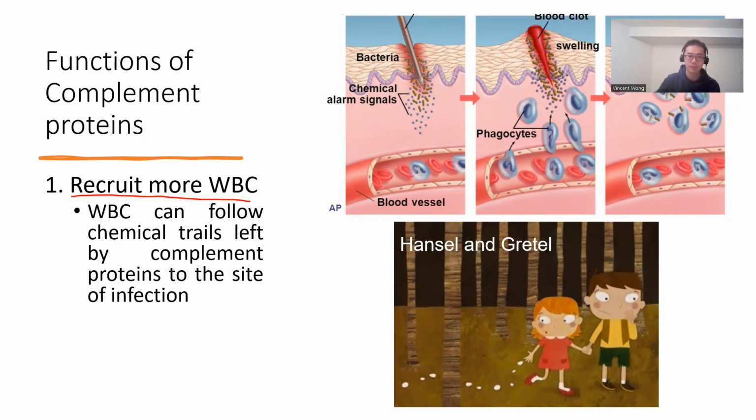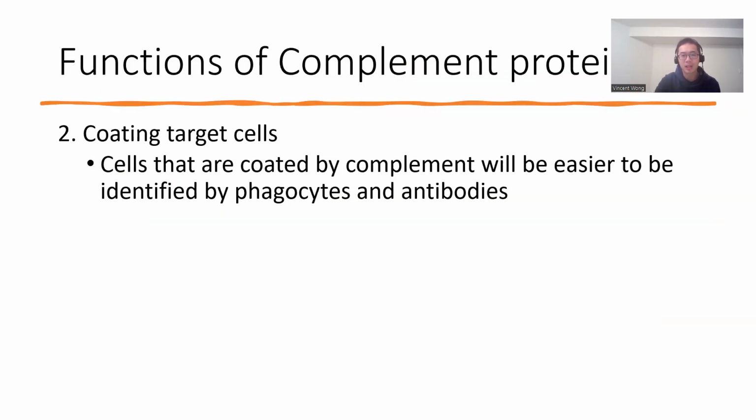Now, the second function is to help tag the pathogen. Okay, so look at this white cell. This white cell came out from the blood vessel. It followed the chemical trail. It went to the site of infection. It squeezes itself out of the blood vessel. But how does it know which one is the target? Sure, they can check the PAMs, but it's hard to identify it. So that's why the second function of complement protein is that it will coat the target cell. By coating it, it makes it easier for phagocytes as well as antibodies to identify them.